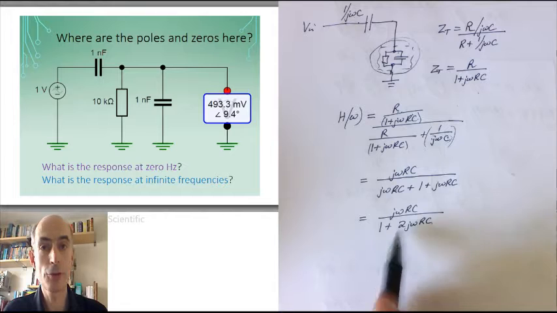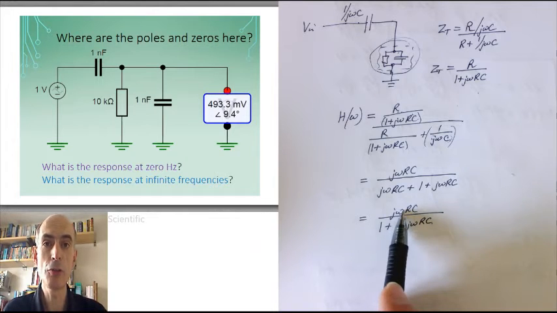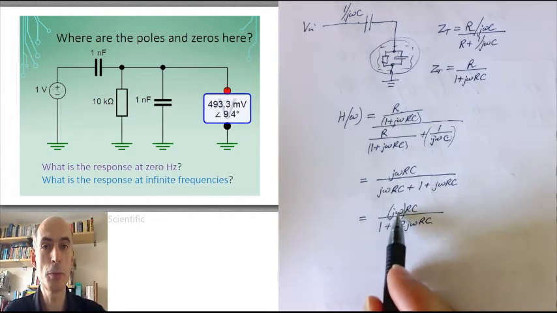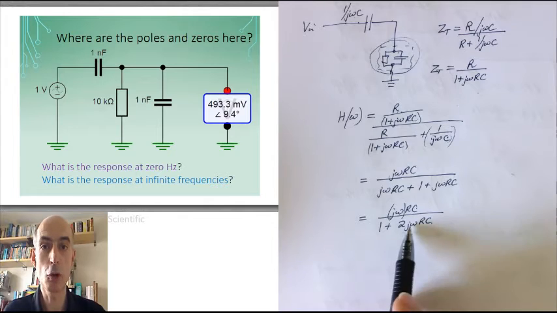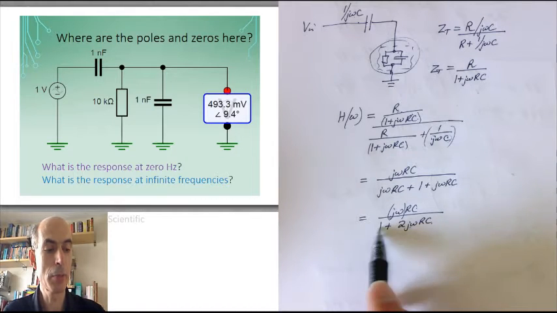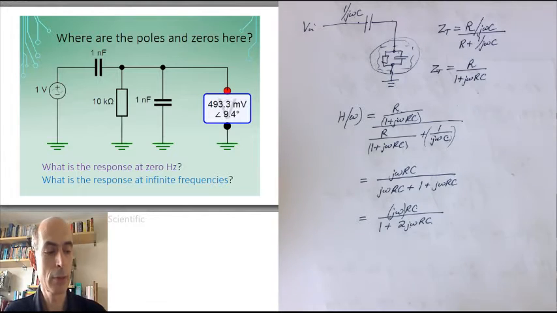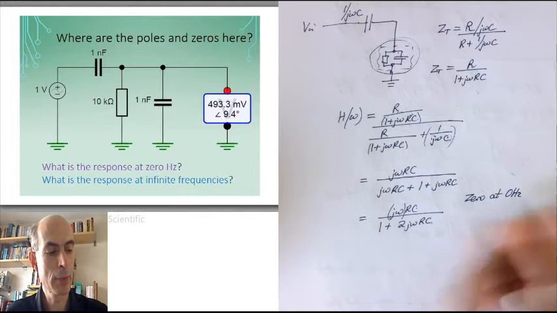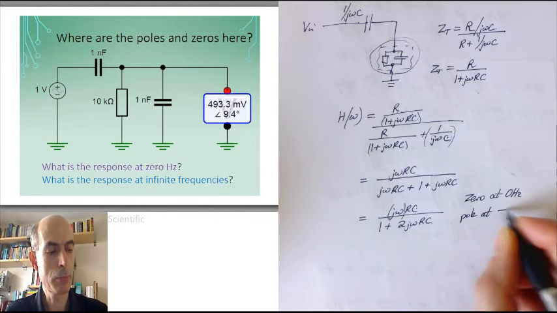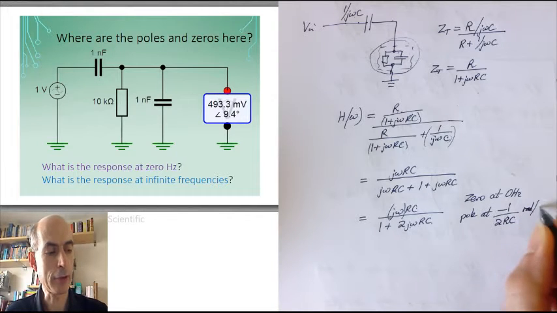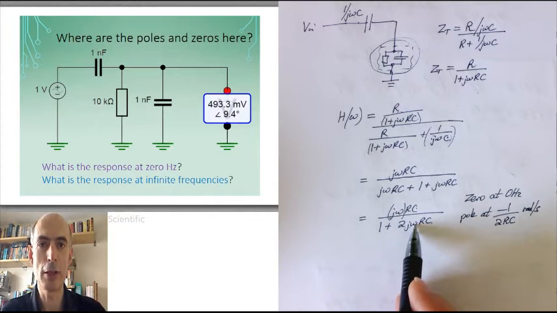So, I can see that there is one zero, and my one zero is going to be at 0 hertz, because that's the value of j omega that would make the numerator equal to 0. I've got one pole, and my one pole would be at minus 1 over 2 rc, because that's the value of j omega that would make the denominator equal 0. So, I have a zero at 0 hertz, and a pole at minus 1 over 2 rc, radians per second. I'm working with omegas, radians per second at the moment.